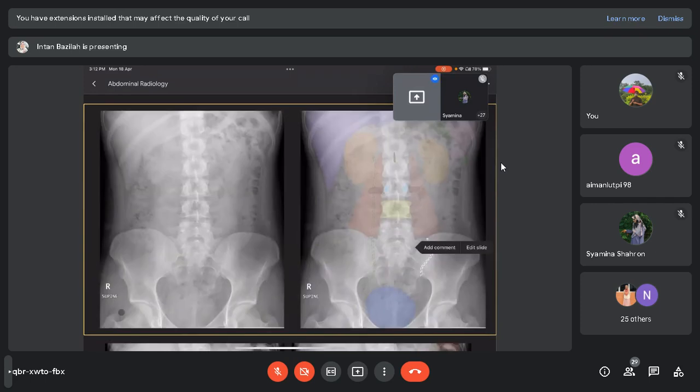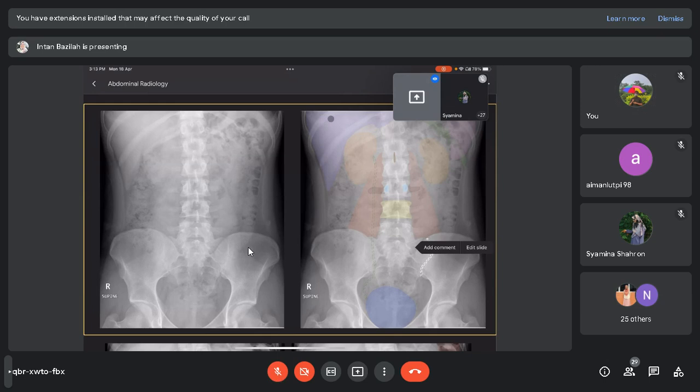Okay, so this is the abdominal radiograph that you see, but this is how you should visualize it. Okay, can you see my pointer here? Yes, okay, alright. Thank you.